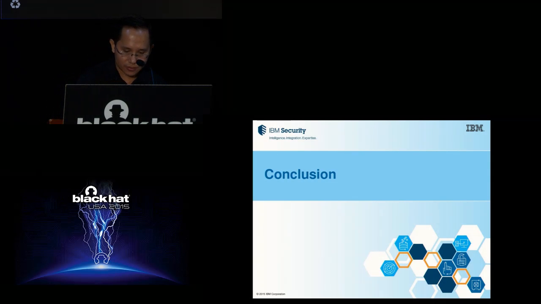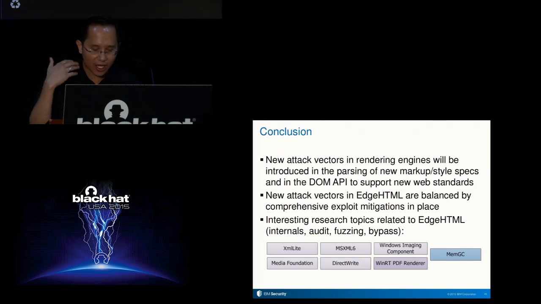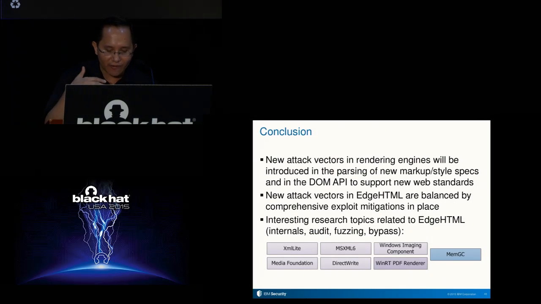To conclude, it is inevitable that the attack surface of EdgeHTML and other browser rendering engines will continue to expand as new web standards are implemented. Most of the increase in the attack surface will come from the parsing and translation of new markup and style specifications, and most notably in the new functionalities that will be exposed to developers and attackers alike via the DOM API. However, the increase in attack surface in EdgeHTML is balanced by the comprehensive exploit mitigations in place.